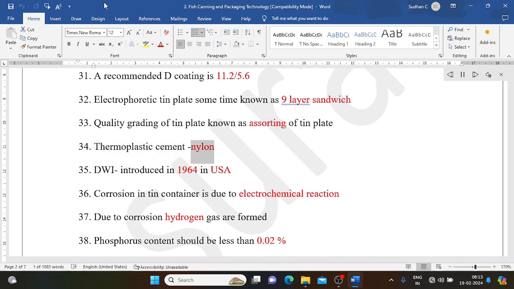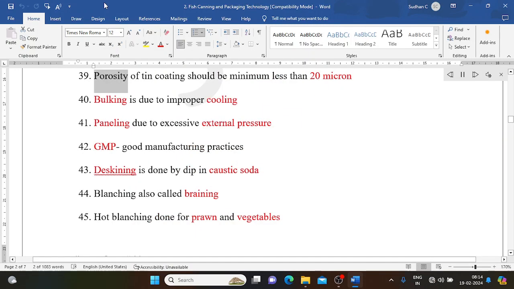Thermoplastic cement nylon. DWI was introduced in 1964 in the USA. Corrosion in tin containers is due to electrochemical reaction. Due to corrosion, hydrogen gas is formed. Phosphorus content should be less than 0.02%. Porosity of tin coating should be minimum, less than 20 micron. Buckling is due to improper cooling. Paneling is due to excessive external pressure.